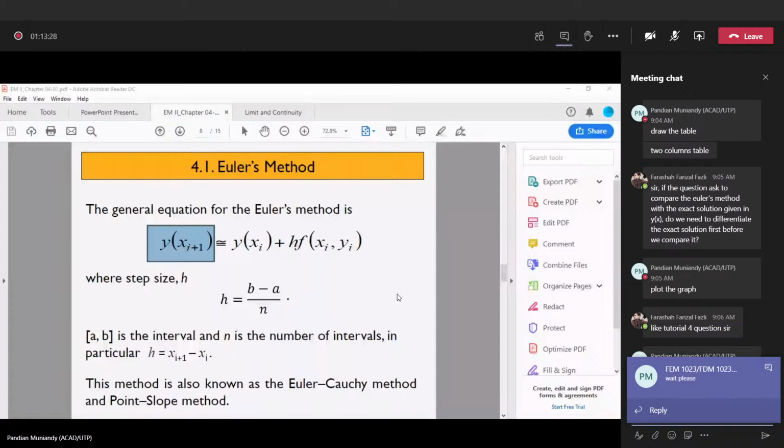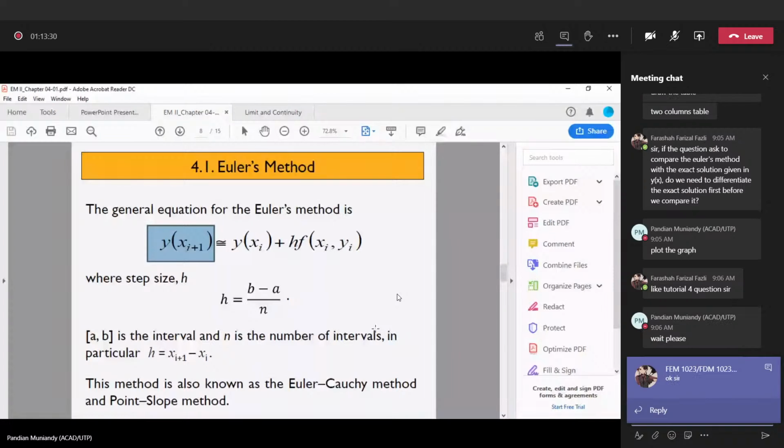So H is B minus A divided by N. And what is A, what is B? Try to understand this first. I know all of you knew already. This is the final revision. After this, no more. So if you want to ask questions, you can ask me about this now.